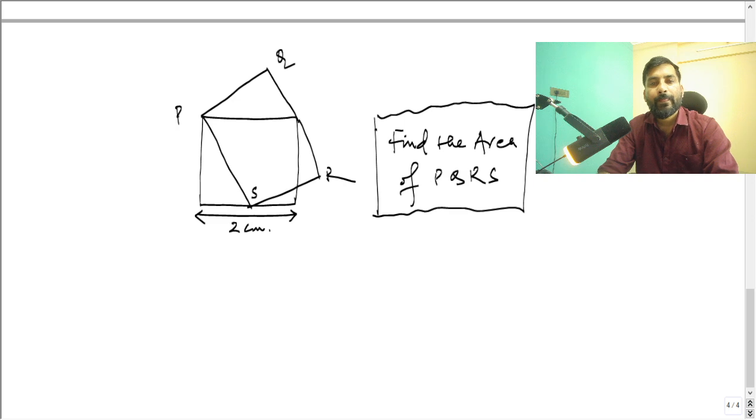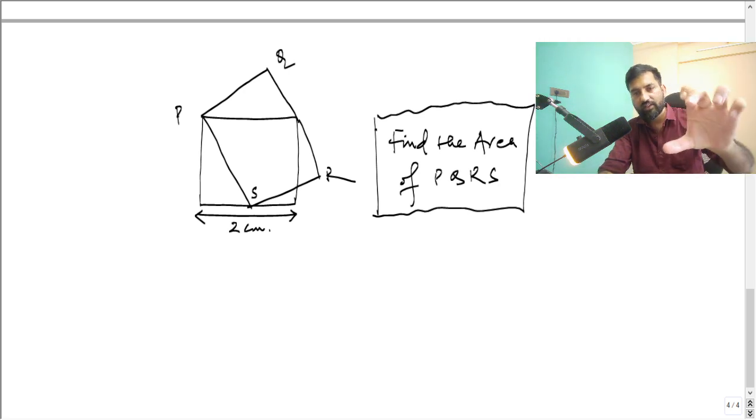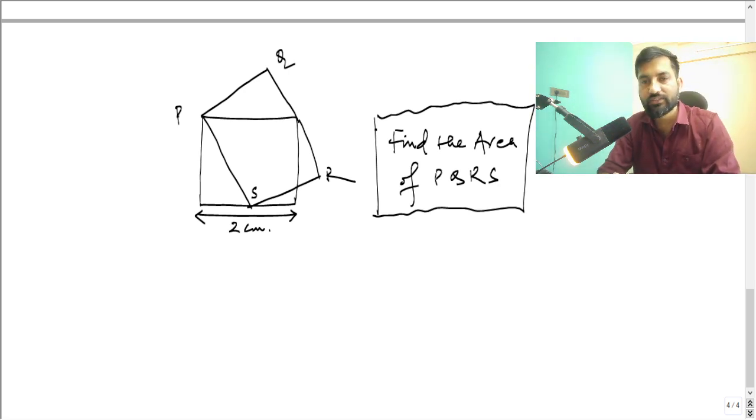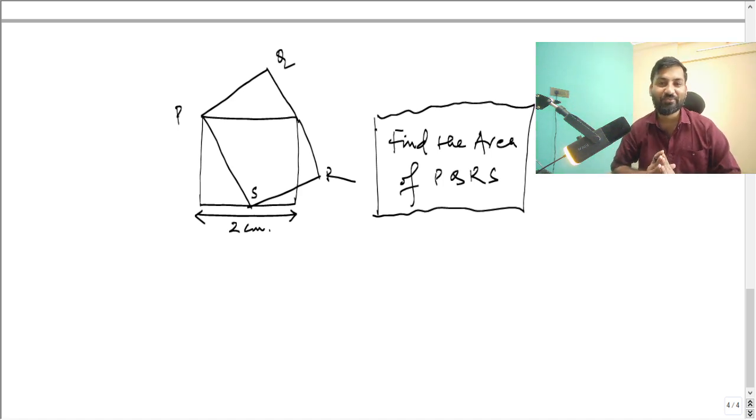Since we have got one square, you can see here, and there is a rectangle PQRS that is tilted like this, they're asking to find the area of PQRS. They have just given one side of the square, that is 2 centimeter, and you don't know the length of the sides of the rectangle. So many students might get confused about how to tackle this kind of problem.